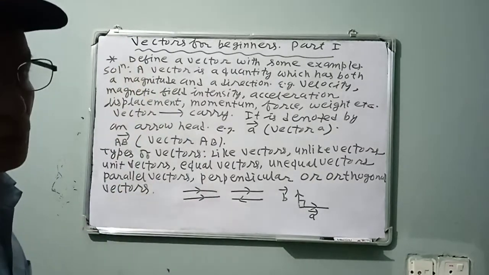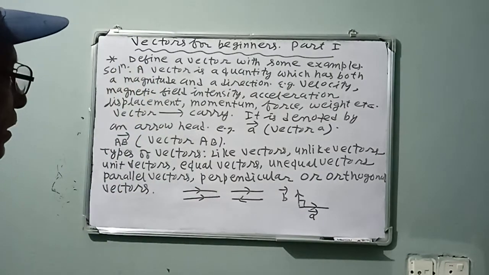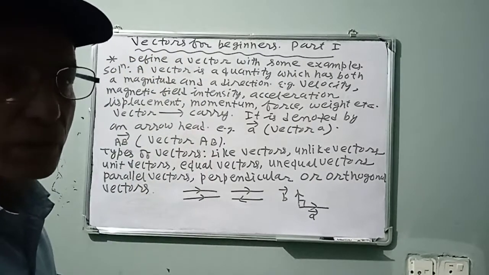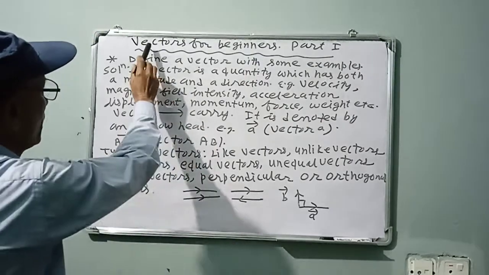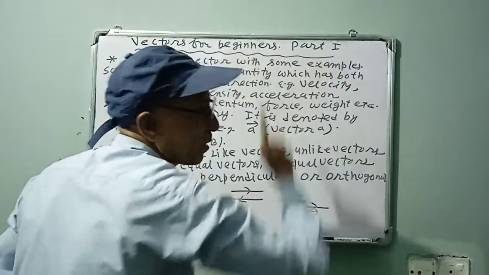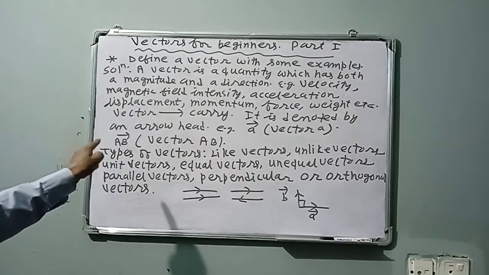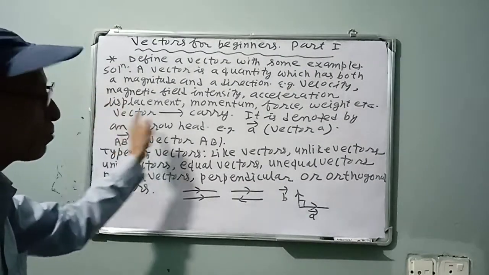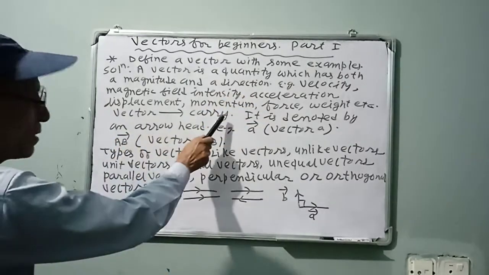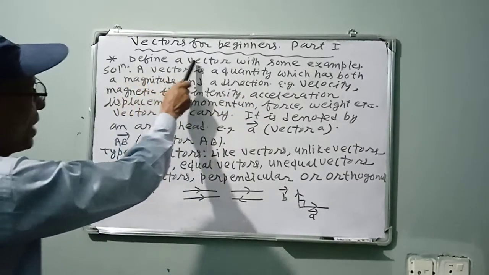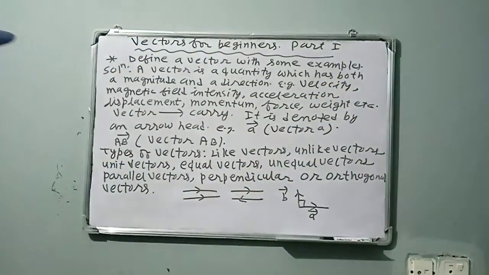Today I am going to teach you something about vectors. In science you also learn scalar and vector. Today: vectors for beginners, part 1. Actually, the meaning of vector is to carry a point from one point to another. Vector means carry. Define a vector with some examples.